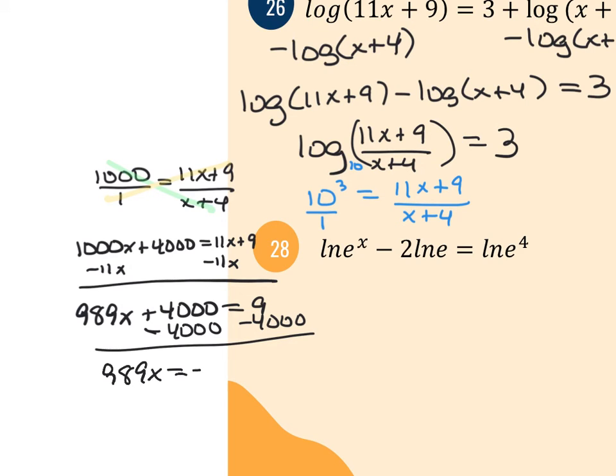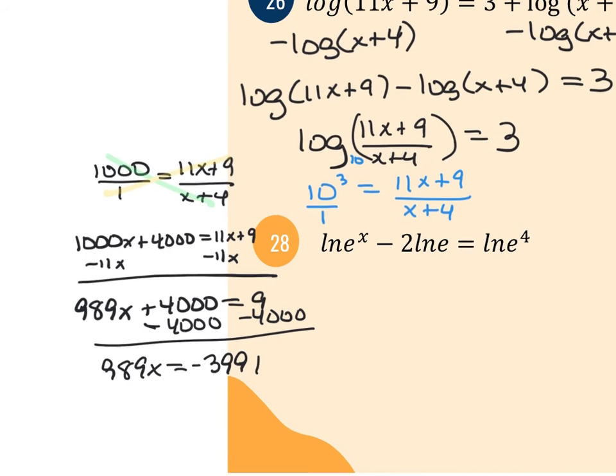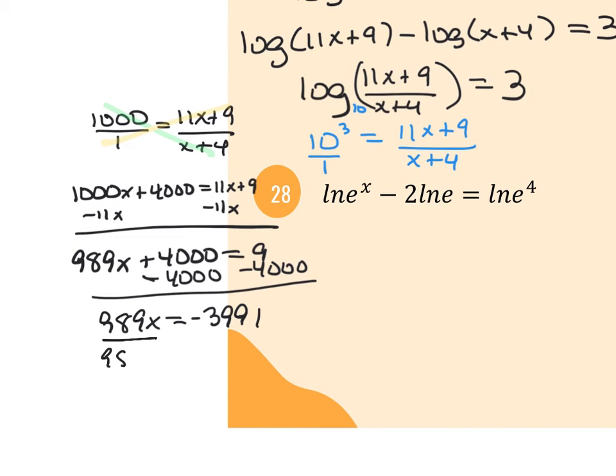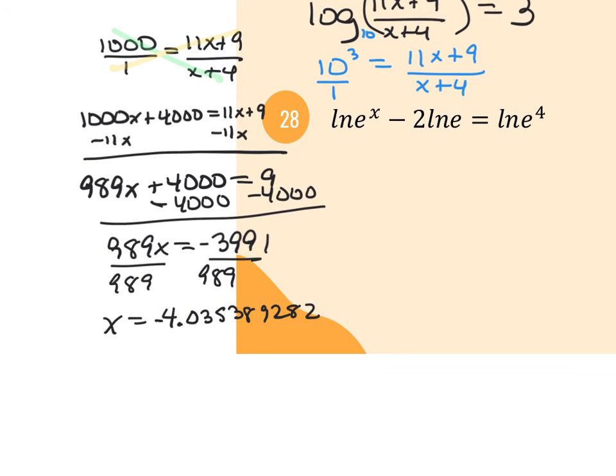989x is equal to negative 3,991. I'm going to divide that by 989. And I get x is equal to, let's see, 3,991... I get negative 4.035389282. And I could truncate this and round this. So truncated, negative 4.035. So truncated and rounded is the same.